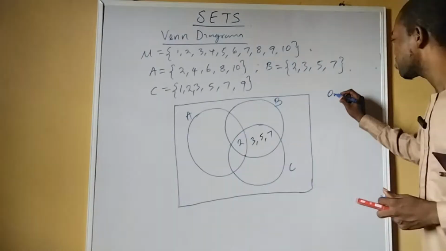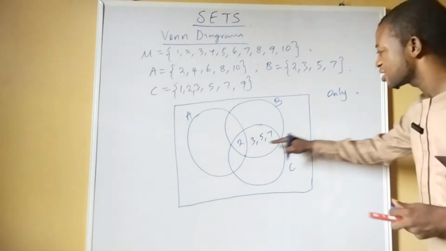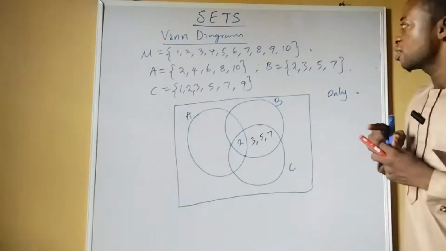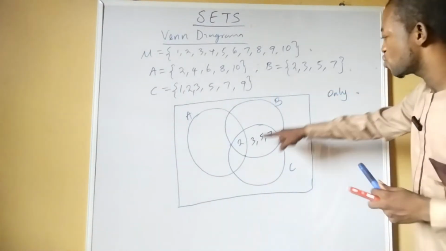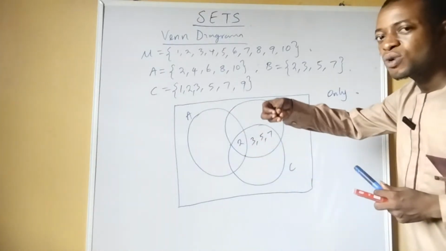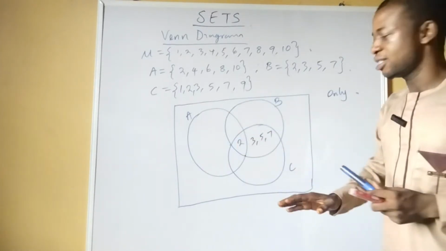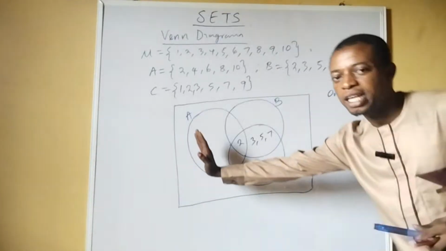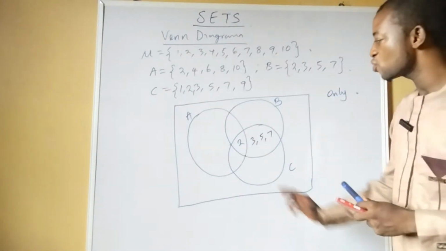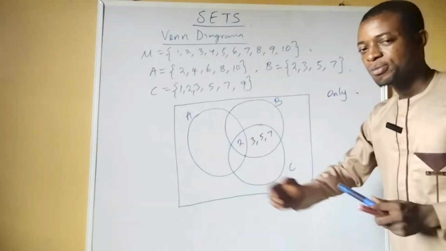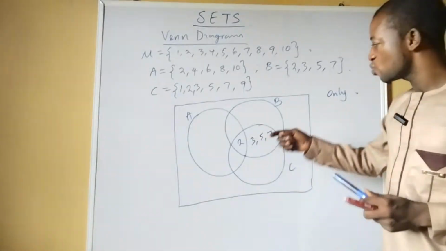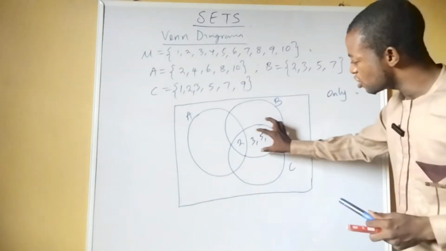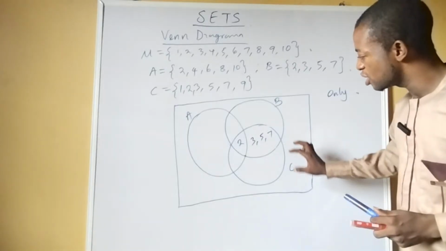The word only separated 3, 5, 7 from these 2. Though B and C have 2 as well, the one that is common to them only is 3, 5, 7. That is why it's not with A. Okay? It must not enter the circle for A because it's peculiar to only B and C. So this region now is for B and C only.